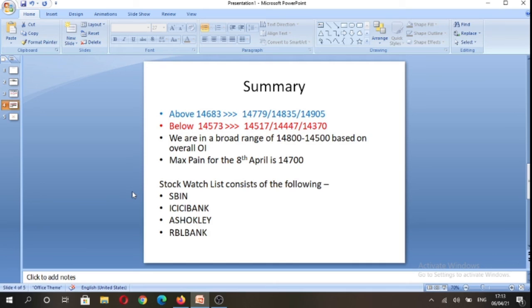And broadly speaking, we are in a range of 14,800 to 14,500 based on the overall open interest data, and the max pain has shifted upwards towards 14,700 level. And our stock watch list comprises of inside candles on the daily time frame, and the stocks are State Bank of India, ICICI Bank, Ashok Leyland, and RBL Bank.